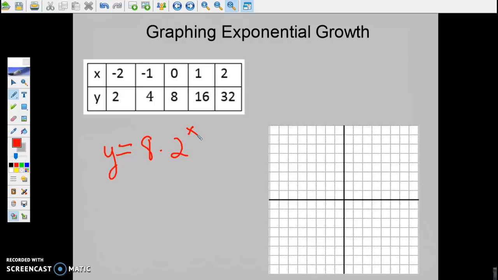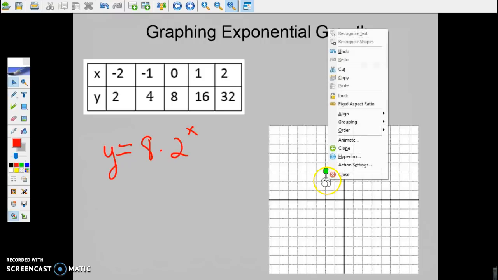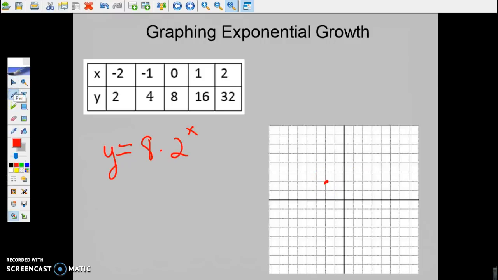So we have negative 2, comma 2, so 2 left, 2 up. You have 1 left, 4 up. You have 0, 8 up. And then 1/16, that's not going to fit, okay? But what you need to know is if this were going to continue, you would always cut that point in half. Every time you go left 1, you'd cut it in half.